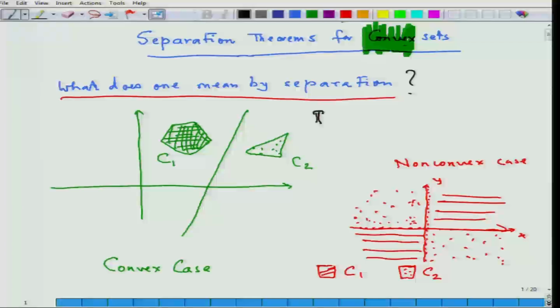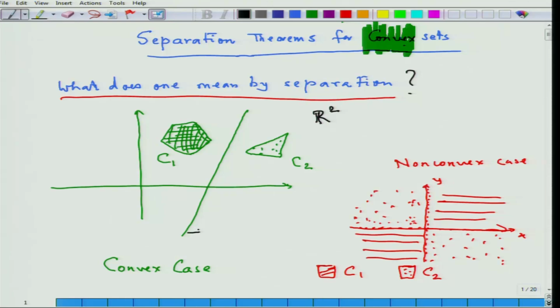In R2, which is our playground, you see here I have a convex set C1, another convex set C2, and they are disjoint, then I can draw a line separating these two. So, this line, which is a hyperplane in R2, divides, as you know, the whole space into two parts. So, C1 lies in one half space, C2 lies in the other half space. That is exactly what is meant by separation. I will mathematically describe this thing.